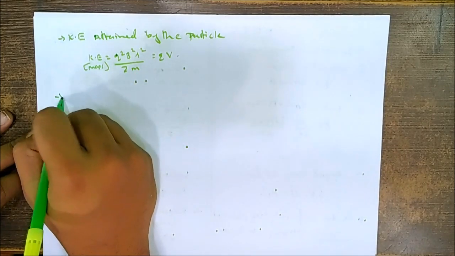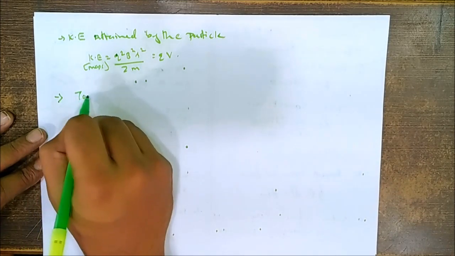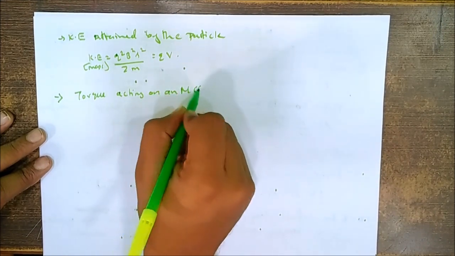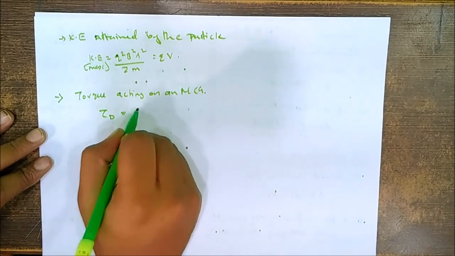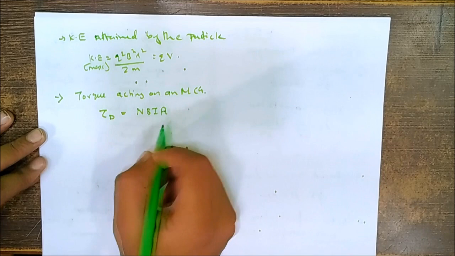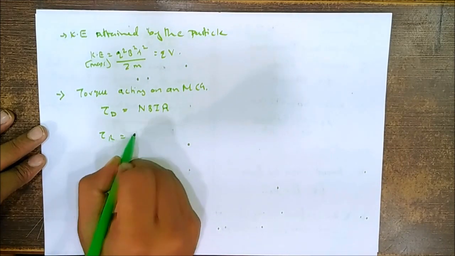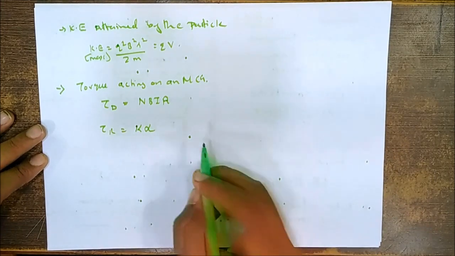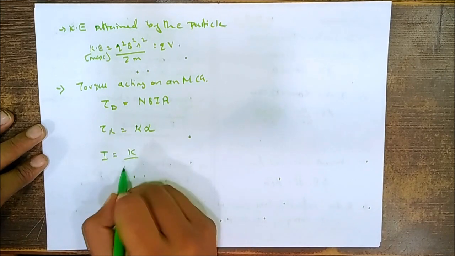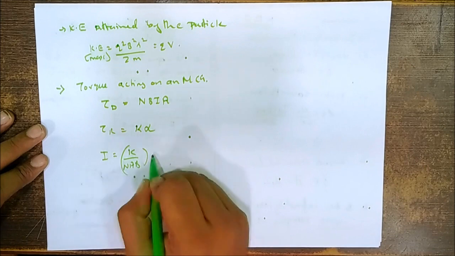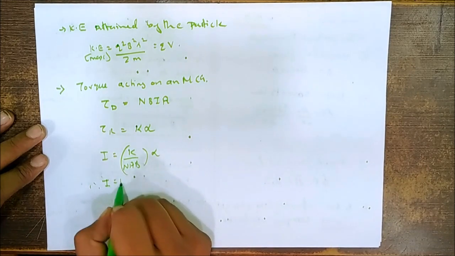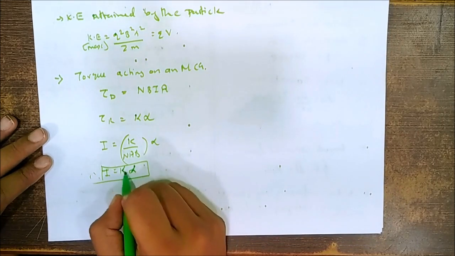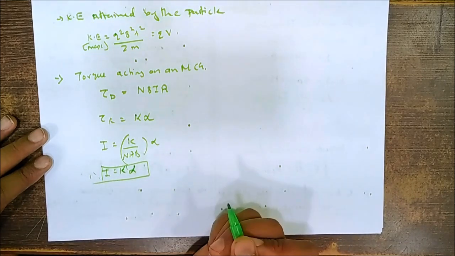Okay. The next is torque acting on an MCG. So we have one deflecting torque called NIBA, and we have one restoring torque which is K alpha, which is also known as C theta in the government textbook. Now, I is given as K upon NAB into alpha. Therefore, I is equals to K alpha, where K is K upon NAB. I would replace K as K dash so that this becomes simpler.